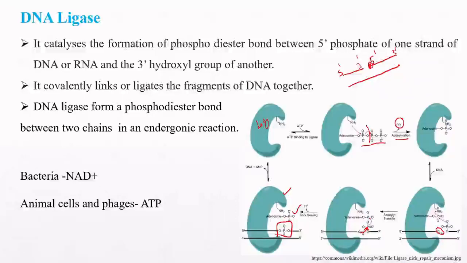This reaction is catalyzed by DNA ligase enzyme, and this enzyme is very important for joining the Okazaki fragments after their synthesis. In vitro, this DNA ligase has potential applications in rDNA technology. The DNA ligase enzyme requires its energy from NAD or ATP. In bacteria, NAD plus will act as an energy source, whereas in animal cells and viruses, ATP will act as an energy source.